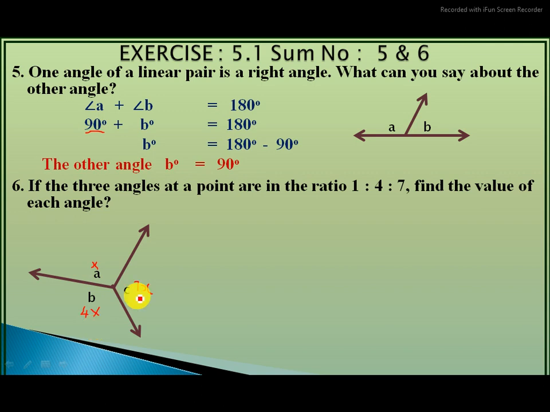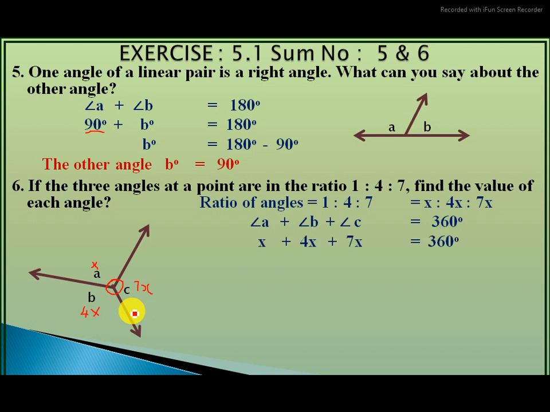1:4:7. When you add up all this, it shows a complete angle. It's 360 degrees. It's a full angle. So you call them a complete angle, and the complete angle measures 360. So angle A plus angle B plus angle C is 360 degrees, and they are in the ratio 1:4:7. So x plus 4x plus 7x is 360. We get 12x is equal to 360, where x is equal to 30 degrees.